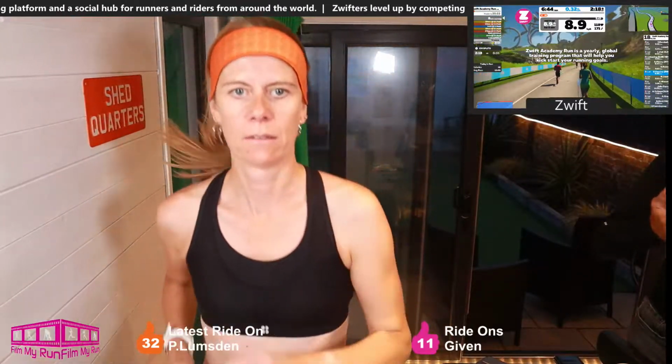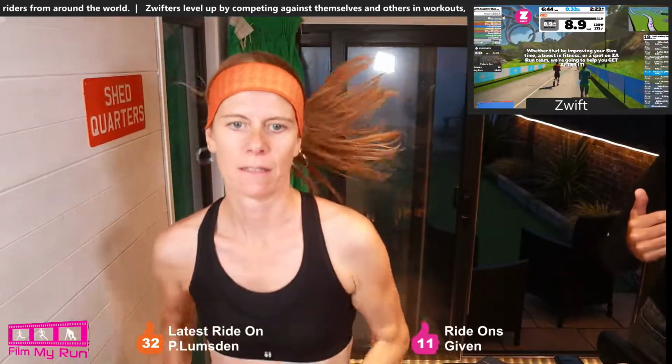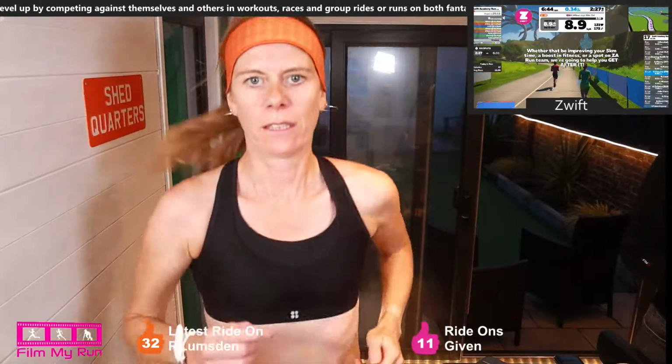So look at the left-hand side of the screen and take note of the fact that you need to increase or decrease the speed of the treadmill. Sometimes it'll ask you to put the incline up on the treadmill.